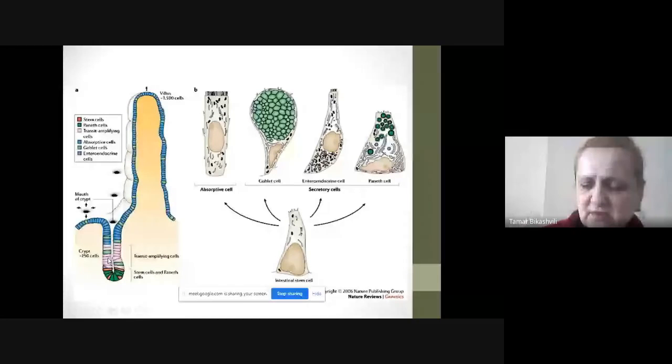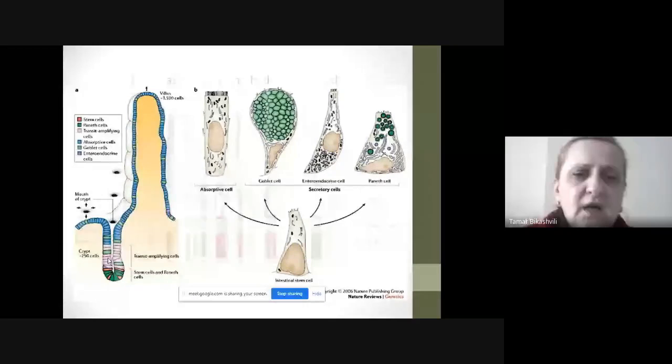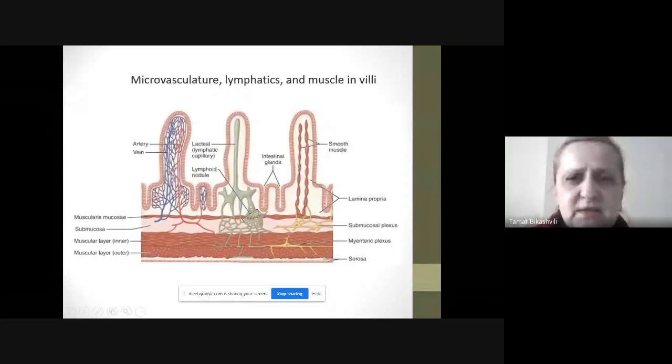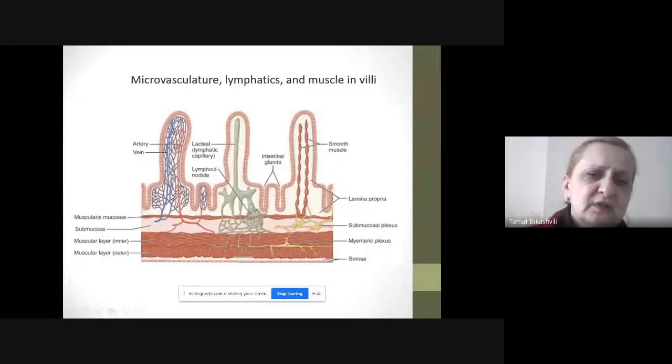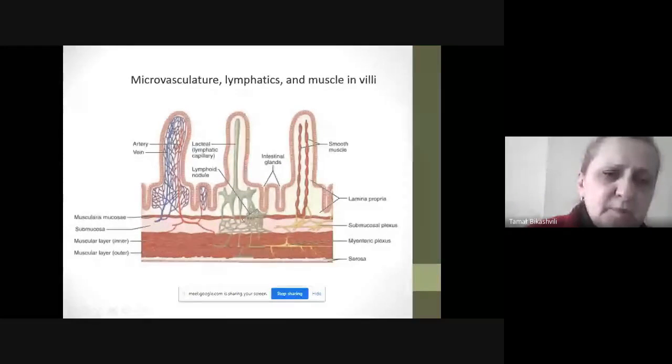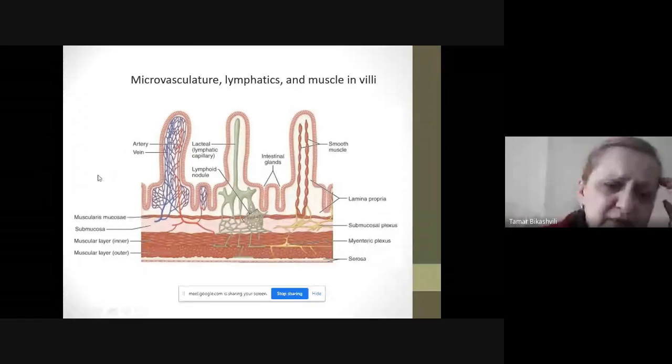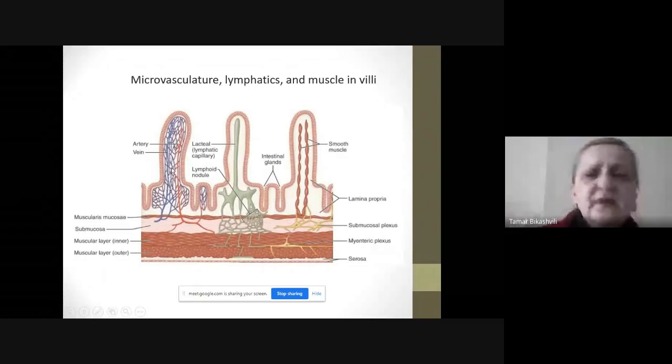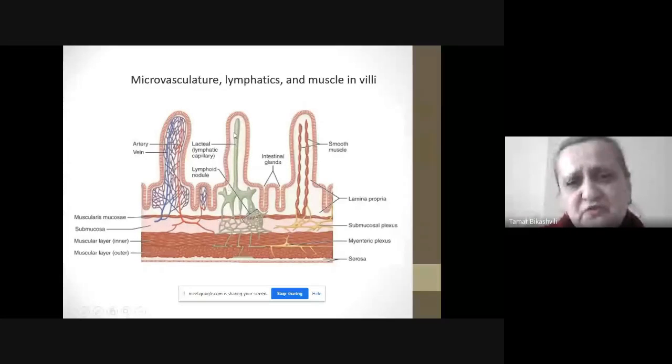The mucosal glands are the crypts here. Okay, so the villi again. The villi have an epithelial lining with lamina propria. It means the lamina propria contains the blood vessels, the small blood vessels are here, and in the center of each villus is the lacteal.